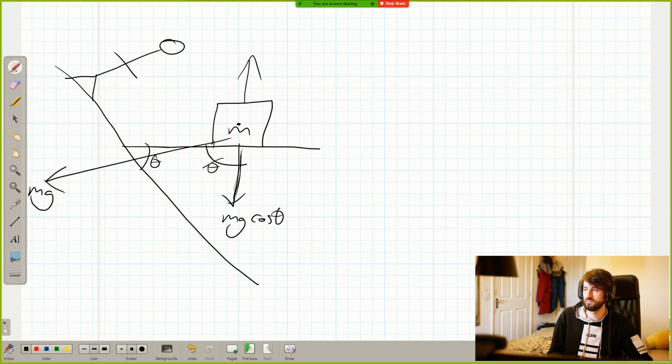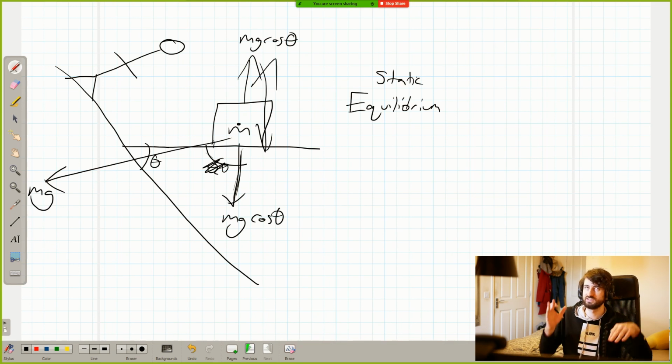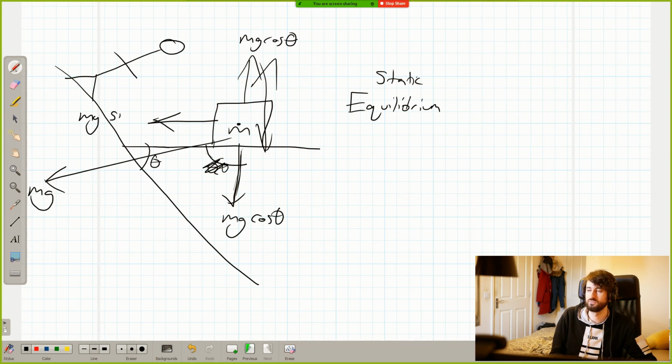This, that's wrong. No, it's not. This is also mg cos theta. So this is in static equilibrium. In this axis, right? I hope you understand that we've rotated the world here. So you can see that this thing is just going to move down here by mg sine theta. Okay.